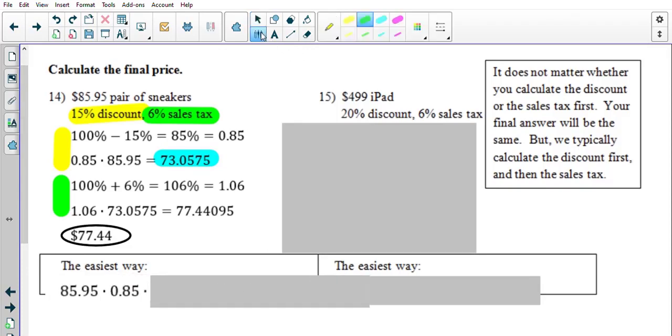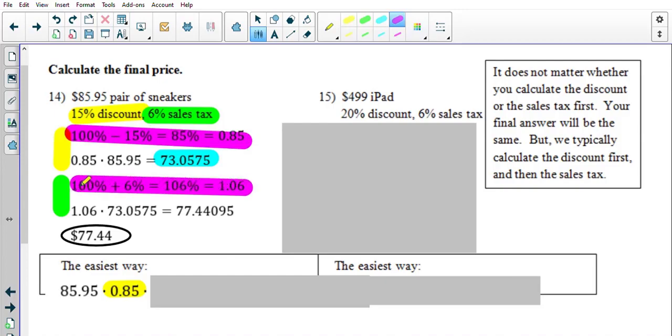Now, the easiest way to do this is actually to just take your original price, $85.95, times 0.85, that comes from the discount. And I think at this point, you could probably skip having to write 100% minus 15% equals 85% equals 0.85. So in fact, I would recommend skipping this purple highlighted step and this purple highlighted step. And right off the bat, just multiply by 1.06. You could do this all in one single line.